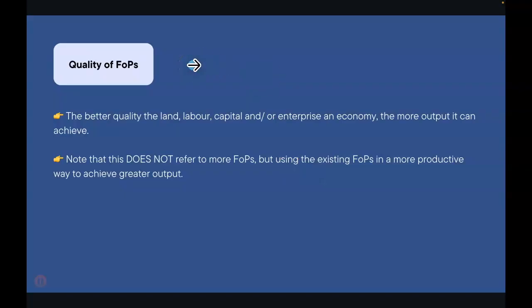All right, the next one is the quality of the factors of production. Now let's get this really clear. This is not quantity. Quantity and quality are two separate arguments. This one deals with the fact that of the land, labour, capital and enterprise that you already have, we're now just using it better. So we're using it more productively to achieve greater output. The better quality the land, labour, capital or enterprise of an economy, the more output it can achieve.